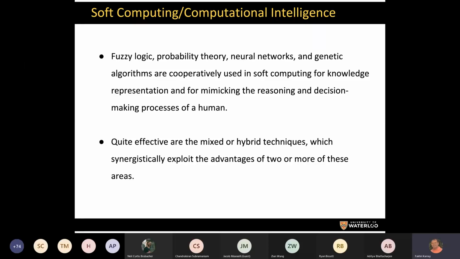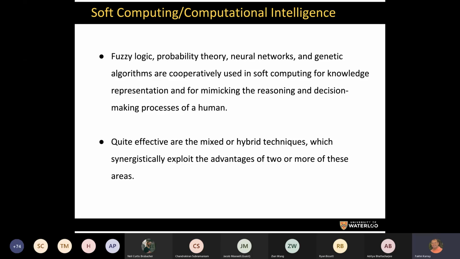So this is the description of what I just mentioned. Fuzzy logic system, probability theory, neural networks, genetic algorithms or evolutionary algorithms are cooperatively used in soft computing. So people are not using one single tool of them. So for a very complex process, and I'm going to show you later on in the course how to integrate some of these computational intelligence techniques to come up with the most powerful type of intelligent system that we can build.